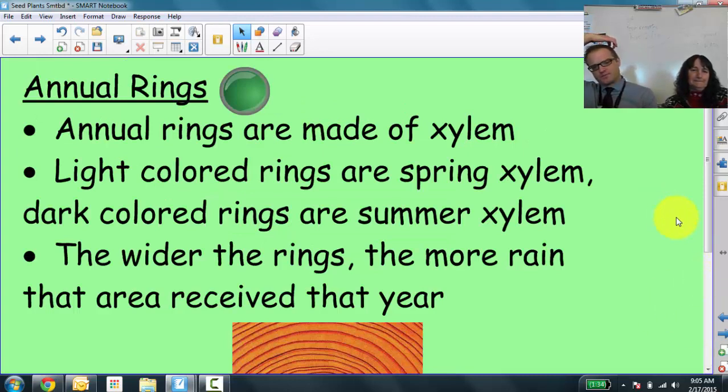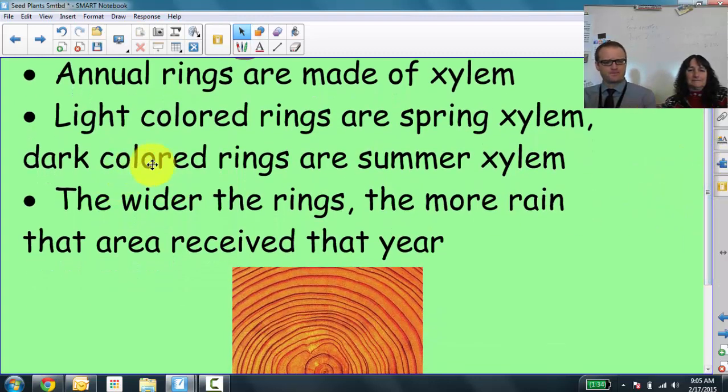That xylem and phloem, depending on how much rain there is, the light-colored rings are for the spring, probably lots of moisture then, and darker-colored rings are in the summer in the xylem, so you get kind of this pattern. And the wider the rings, the more rain that area received that year.